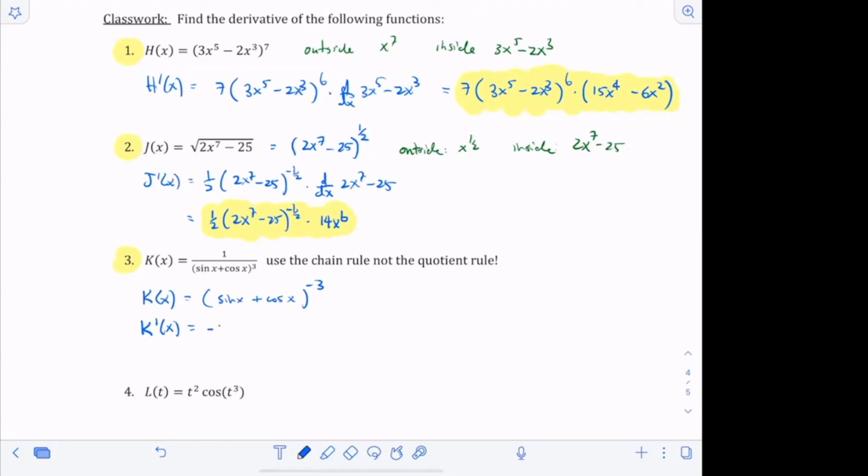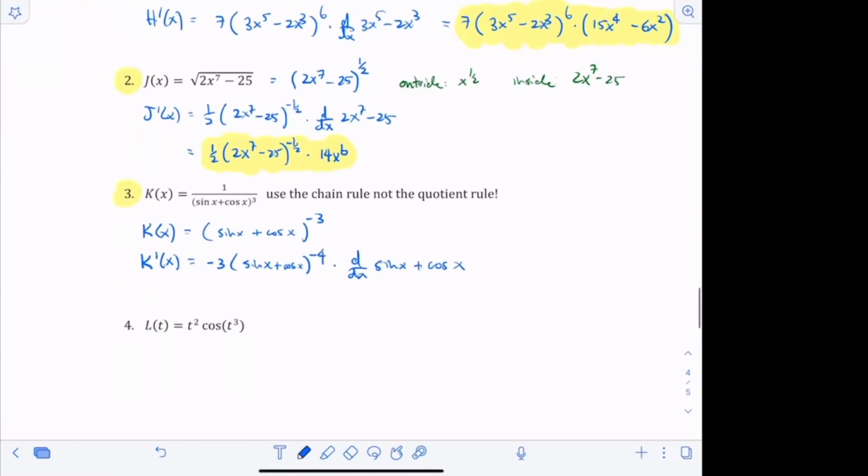So this is going to be -3 times something to the -4. You got to keep the inside, which is sine of x plus cosine of x. And then we got to multiply by the derivative of sine of x plus cosine of x. And that's just going to equal -3 times (sine of x plus cosine of x) to the -4 times, make sure you put parentheses, (cosine of x minus sine of x), like this. And that's going to be our answer.